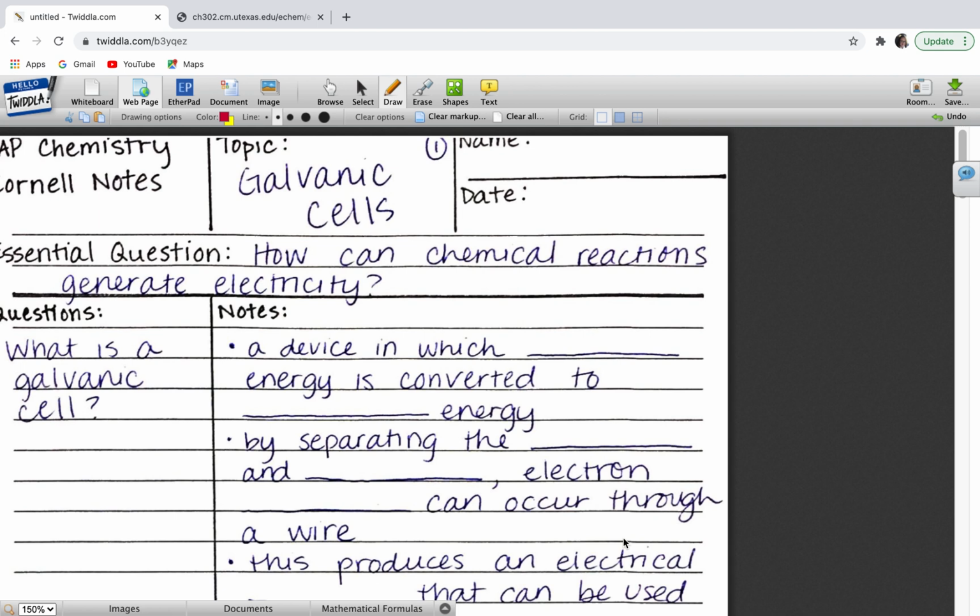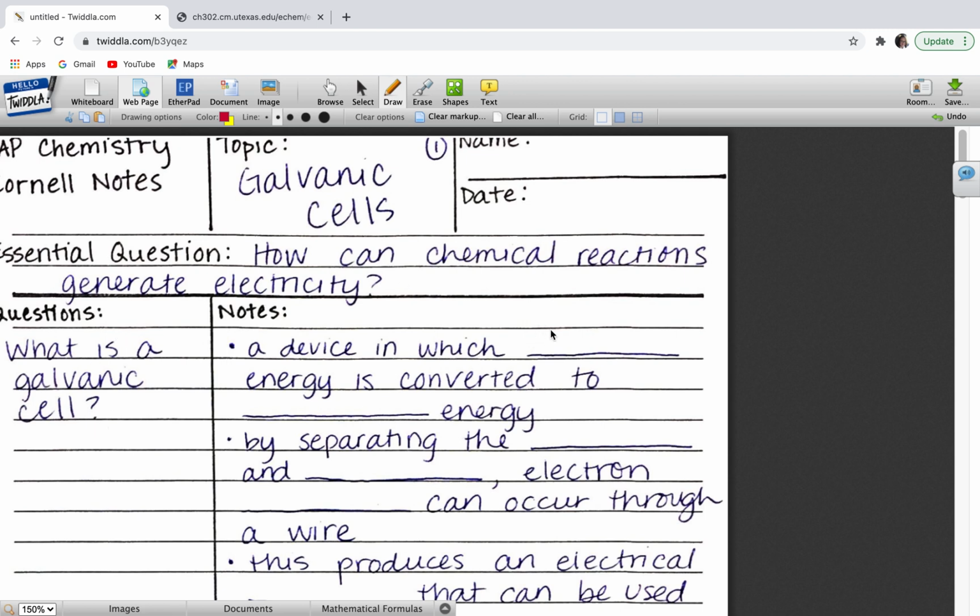All right, welcome everybody. So today we're going to start our journey into electrochemistry by talking about galvanic cells. By the end of this lesson, you should understand how chemical reactions are used to generate electricity. You'll be able to illustrate that and even calculate the voltage of that flow of electricity that's being generated. So let's talk about it. What is a galvanic cell?